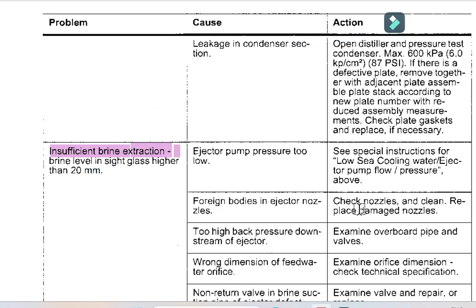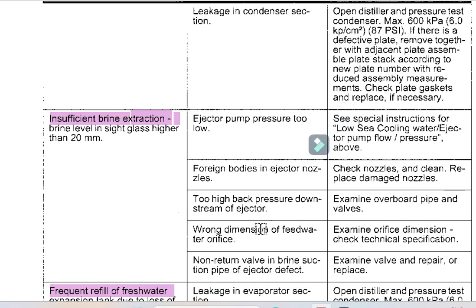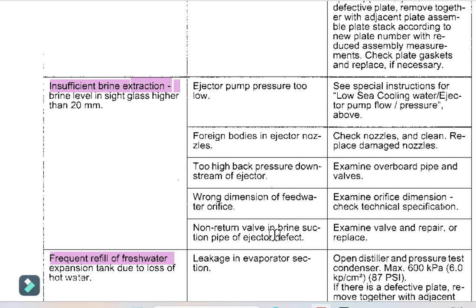But this is not usually the problem. Mostly it is clogged, so it has to be cleaned. Too high back pressure downstream. Okay, overboard valves and pipes have to be checked. Wrong dimension of feed water orifice. Yes, but generally, unless it has been replaced by other engine staff previously, it is okay. So as per the manual, check it, and the orifice should have the correct technical specifications.